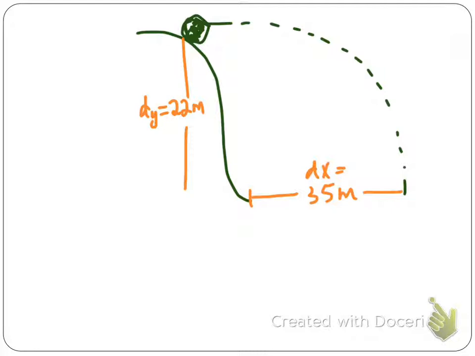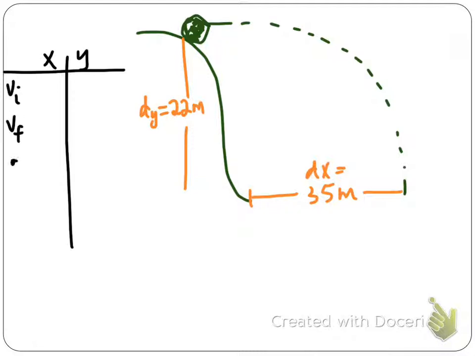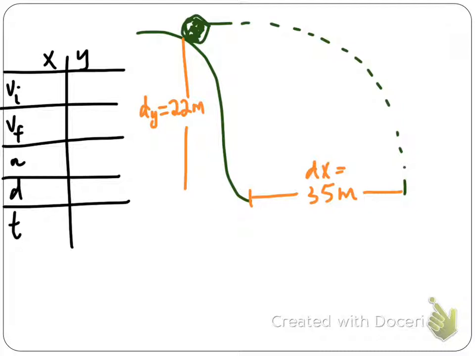All right, so we've drawn our picture. We're going to come up with our chart. X and Y, VI, VF, A, D, and T. Okay, so again, if you've drawn your picture, we can easily add to our chart. What can we add to our chart here? What do we know? Your dy. Okay, we know dy is equal to 22 meters.